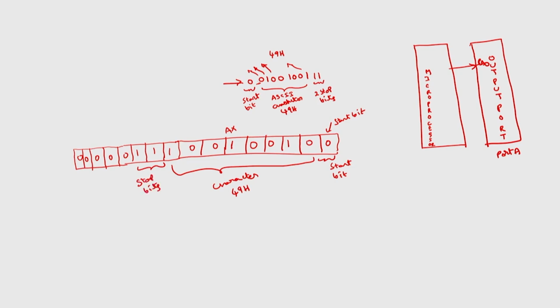So, what is the hexadecimal equivalent of this one? This is 0 0 0 0, which is 0, and then 0 1 1 1 is 7, and this one is 2 and this one is 4. So, 0724H.